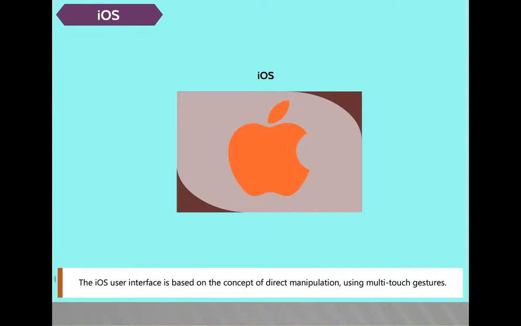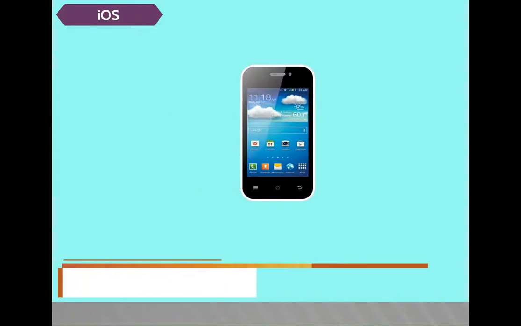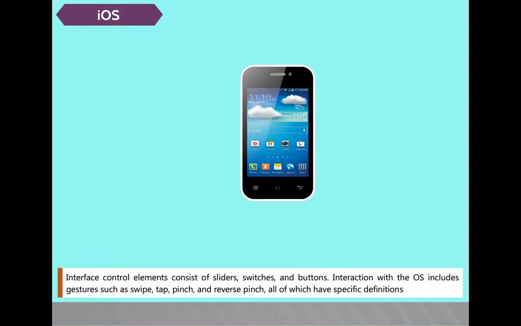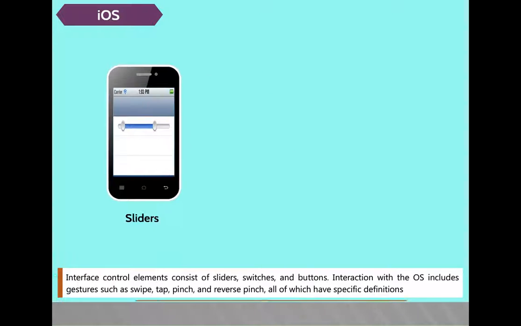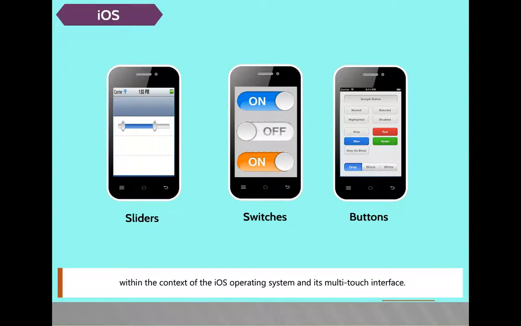The iOS user interface is based on the concept of direct manipulation using multi-touch gestures. Interface control elements consist of sliders, switches, and buttons. Interaction with the OS includes gestures such as swipe, tap, pinch, and reverse pinch, all of which have specific definitions within the context of the iOS operating system and its multi-touch interface.